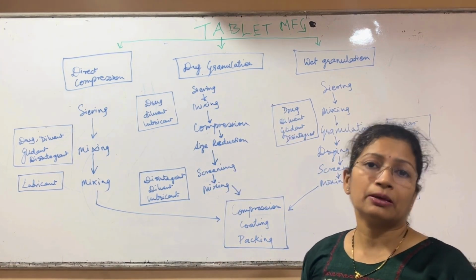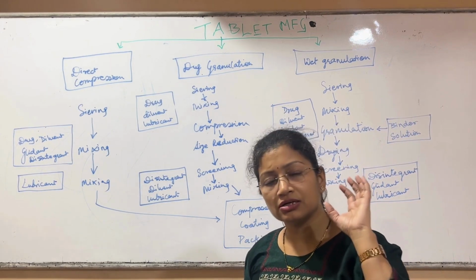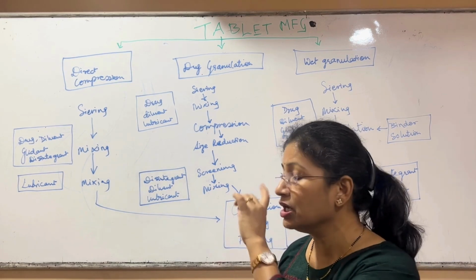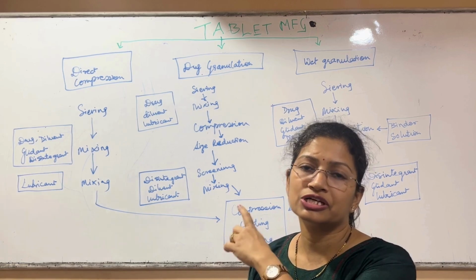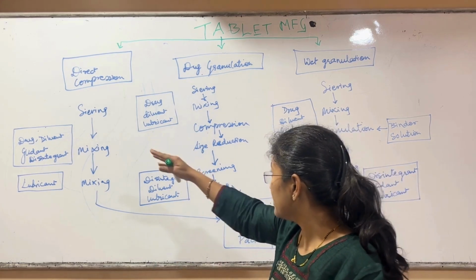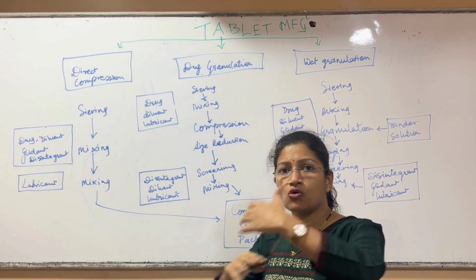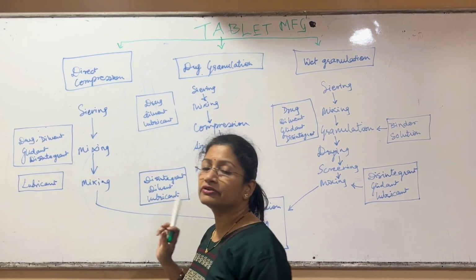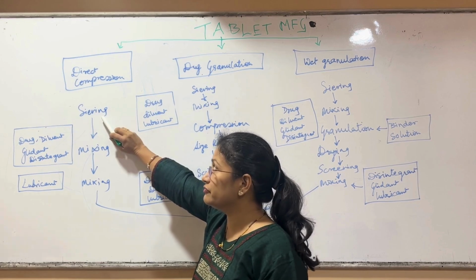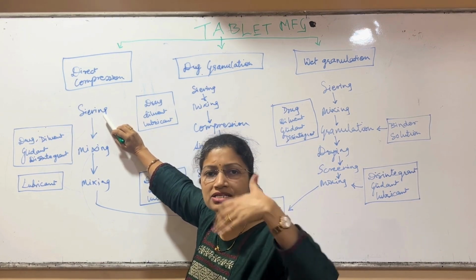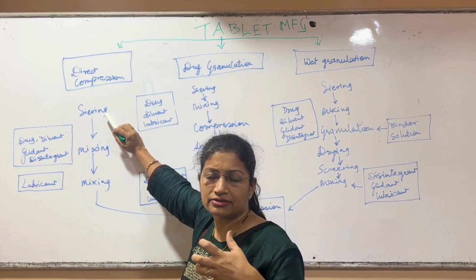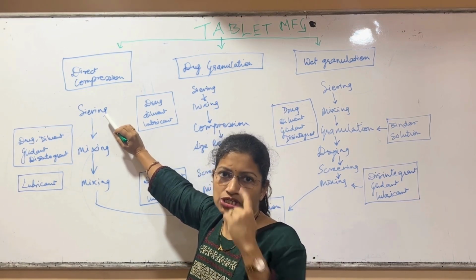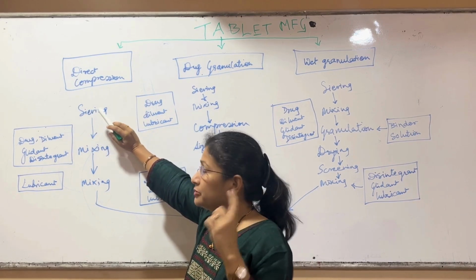So when we speak about tablet manufacturing, basically we are discussing about the three processes which are included in tablet manufacturing: direct compression, dry granulation and wet granulation. And you can see these are the steps involved in it: sieving, mixing and then it will go for compression. This is direct compression, wherein we are mixing all the excipients and drug APIs and then we are going directly for compression, hence the name direct compression.